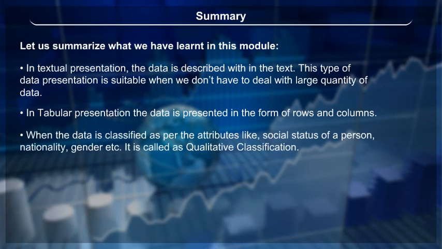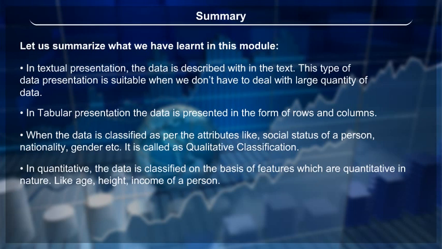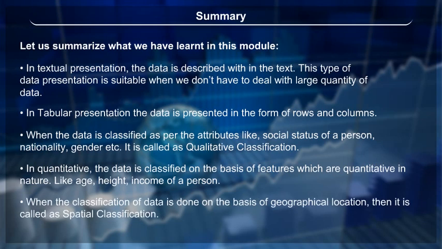When the data is classified as per attributes like social status of a person, nationality, gender, etc., it is called qualitative classification. In quantitative classification, the data is classified on the basis of features which are quantitative in nature, like age, height, income of a person. When the classification of data is done on the basis of geographical location, it is called spatial classification.